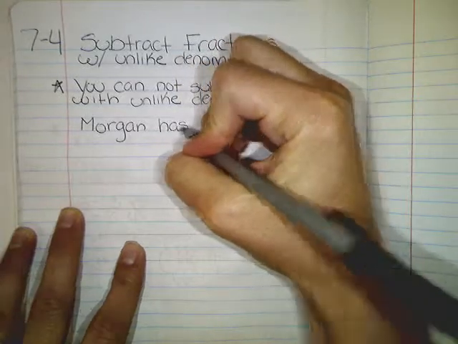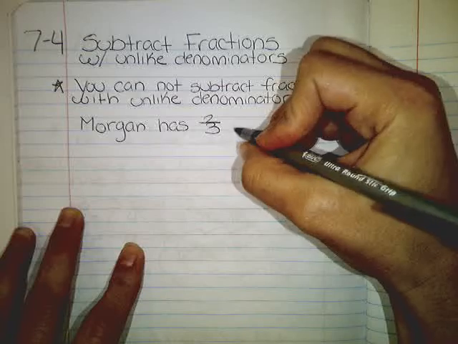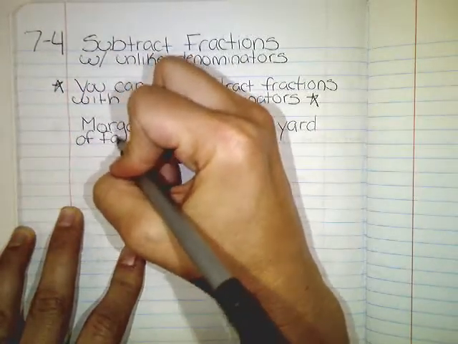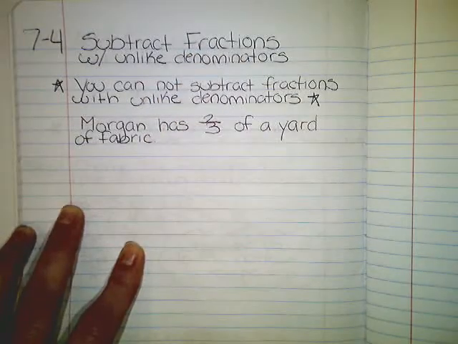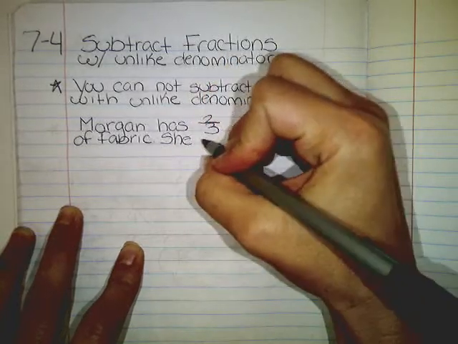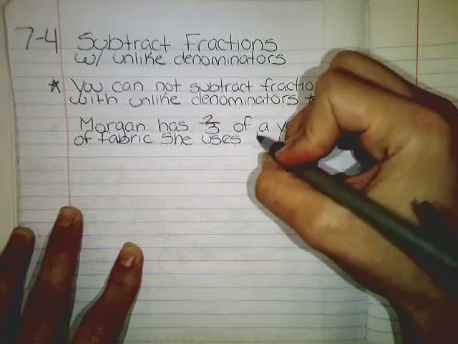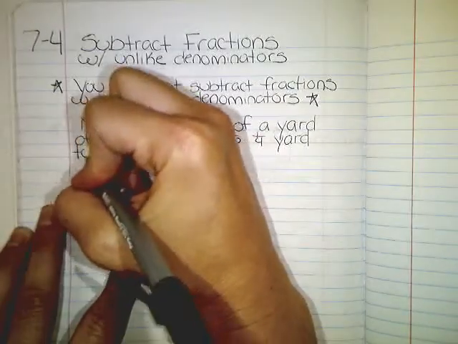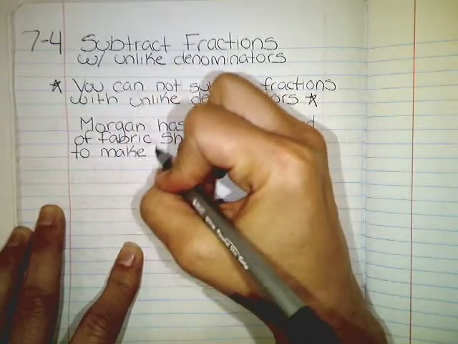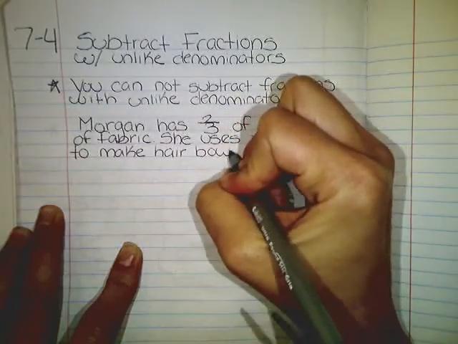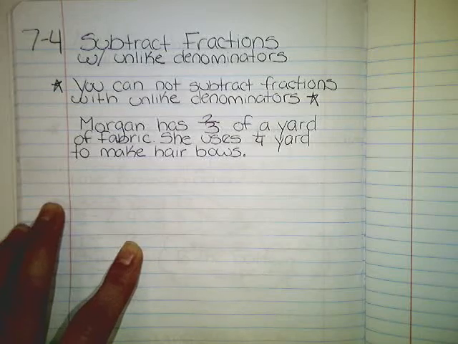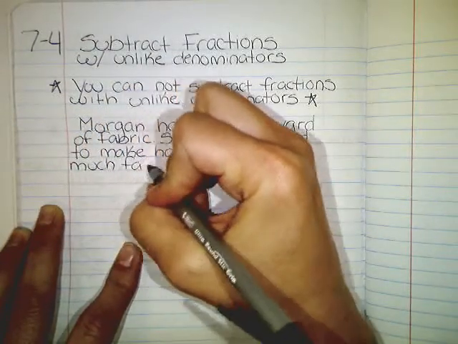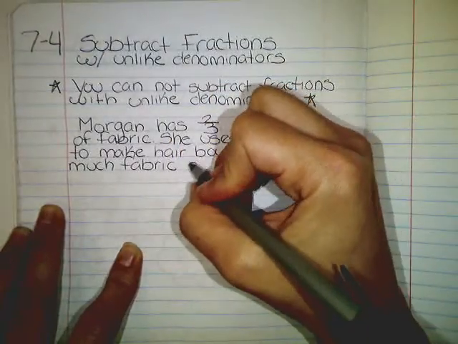Morgan has 2/3 of a yard of fabric. She uses 1/4 yard to make hair bows. How much fabric does she have left?